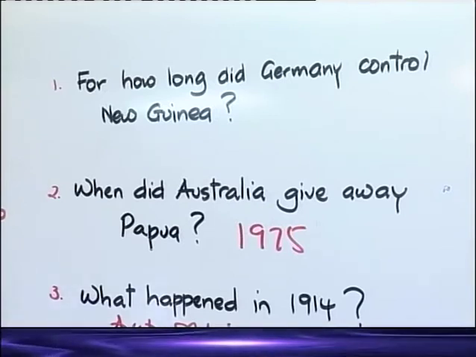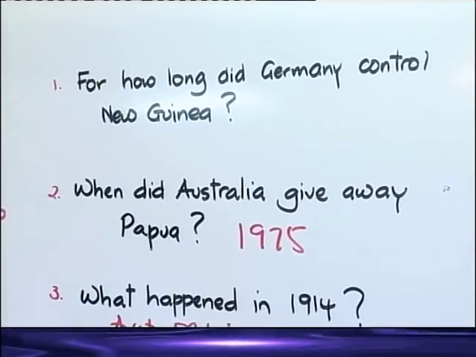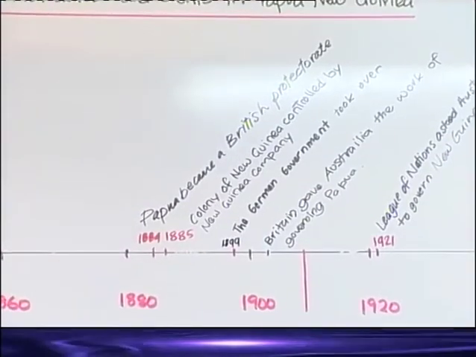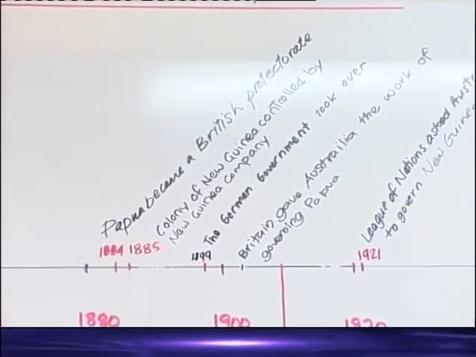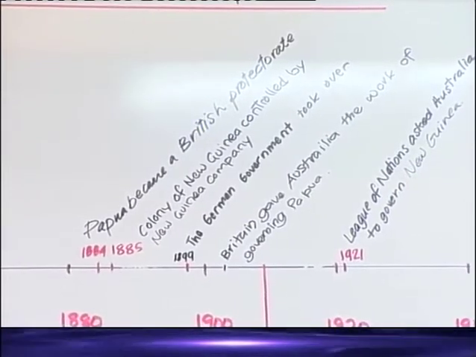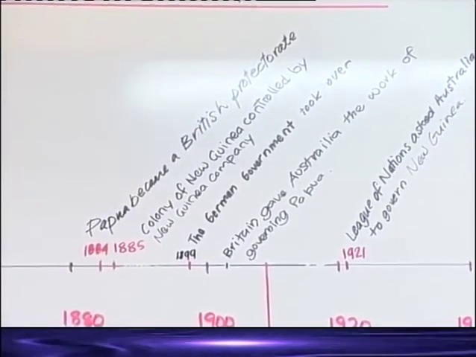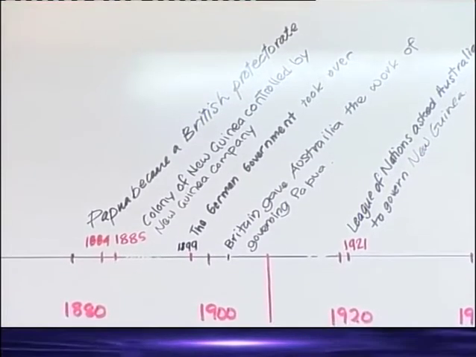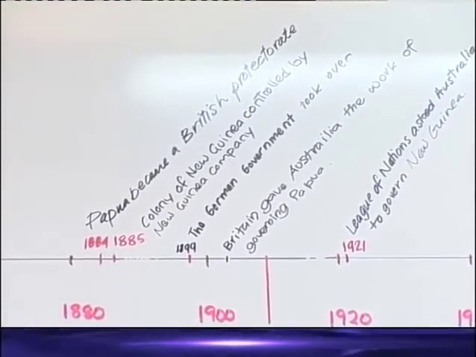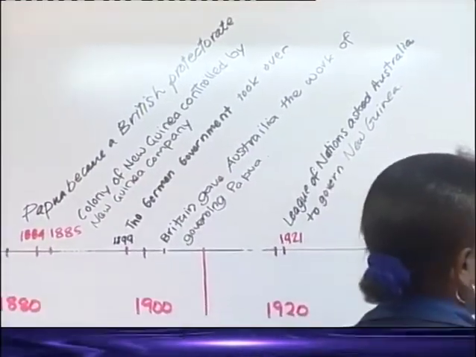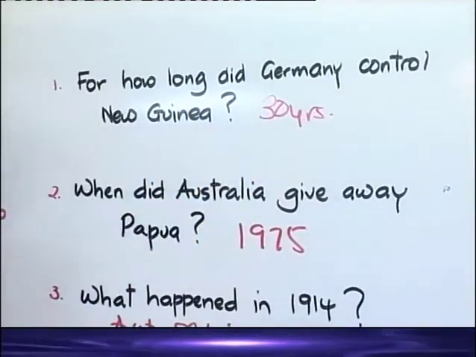Yes, Caroline? 30 years. How did you get 30 years? Very good. Because it started in 1884, and German control of New Guinea was lost in 1914. So within that time, 30 years. Germany governed New Guinea for 30 years.